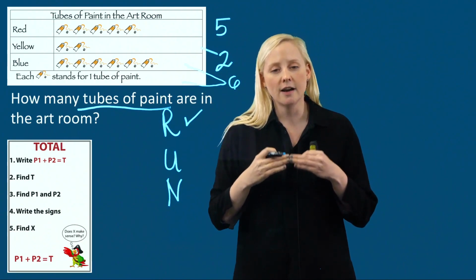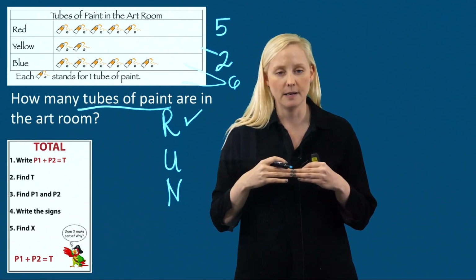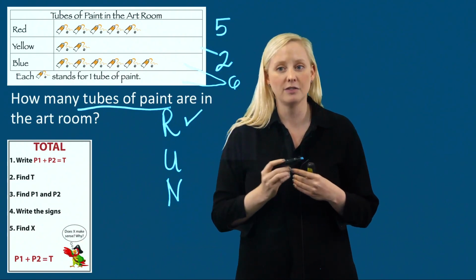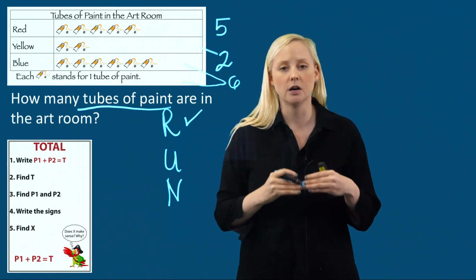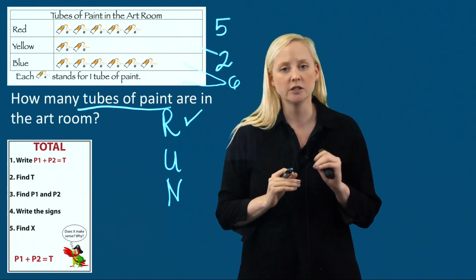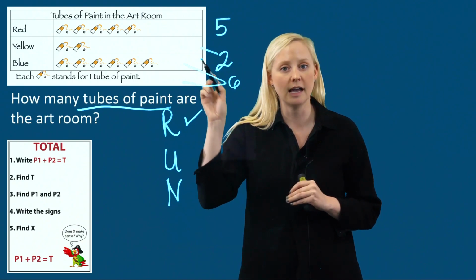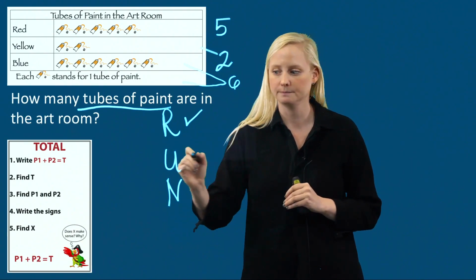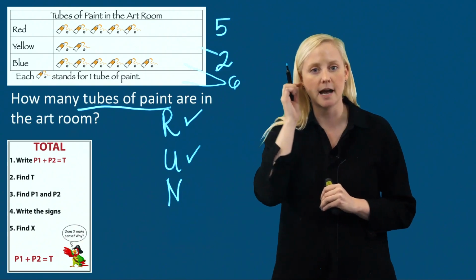We also, whenever we have a graph, want to make sure that we check the graph for relevant information. In our graph, we have yellow, red, and blue tubes of paint. Every number in our graph is talking about tubes of paint, so we don't have any irrelevant information. We just want to make sure that when we have a graph, students check both the story and our graph for relevant information. Now that I've underlined the label, I can name the problem type.